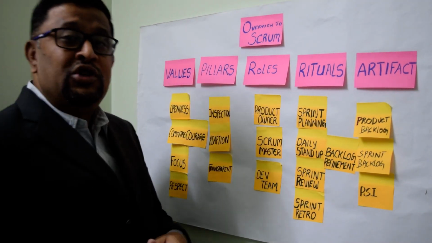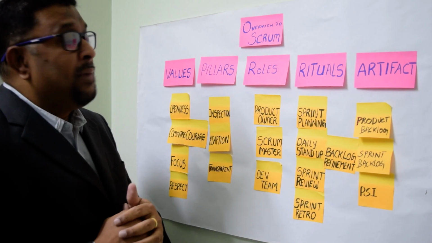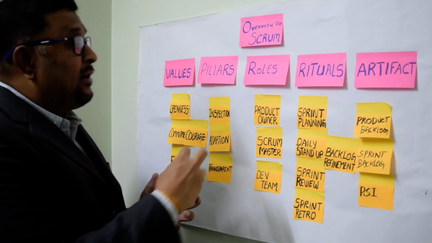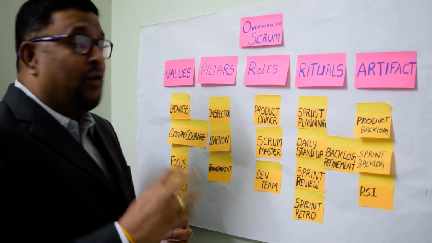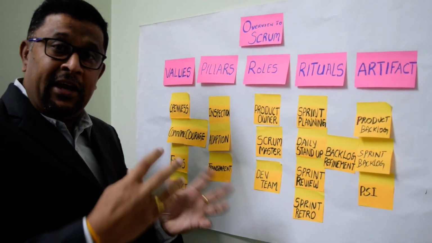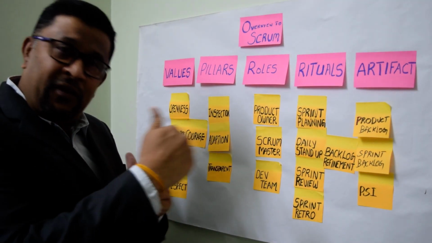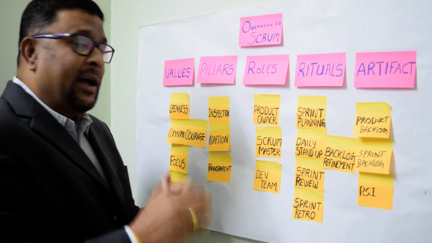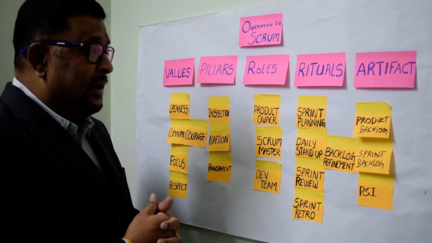When it comes to rituals, there are 5 important rituals. Starting with sprint planning, the team takes the prioritized features from the product backlog. For that, they do a planning. And the output of sprint planning is they establish the sprint goal. They break down the user stories further into task level and put them on the Kanban board. So the team comes and starts pulling the tasks.